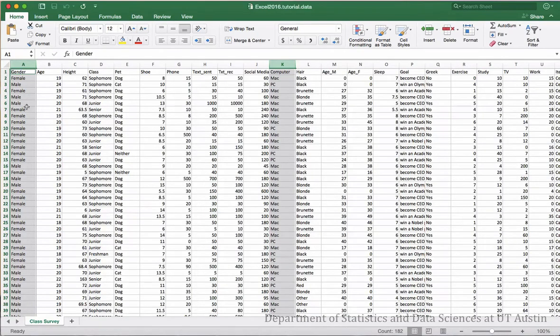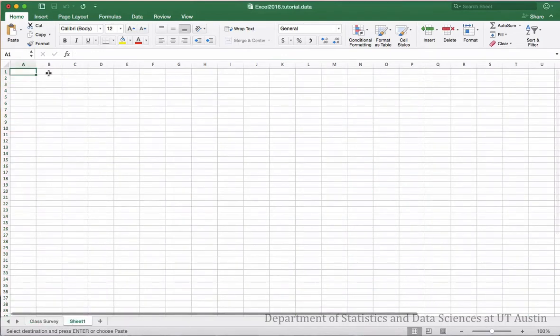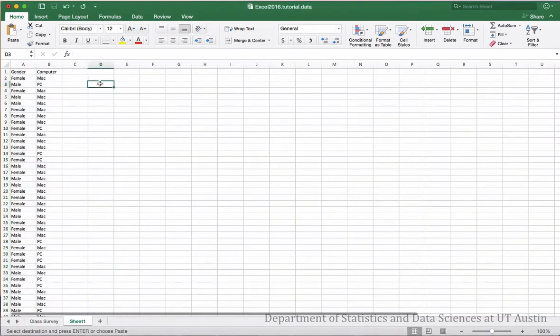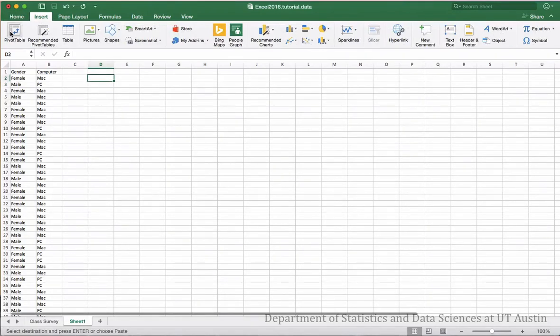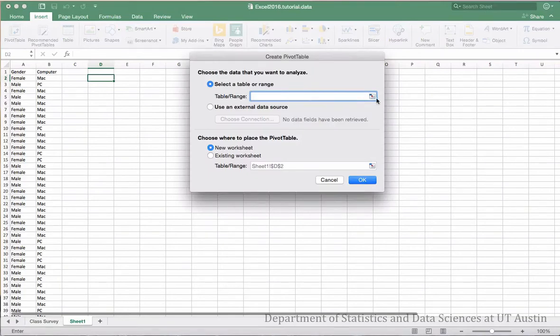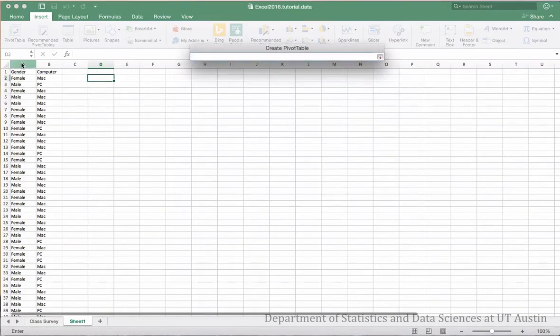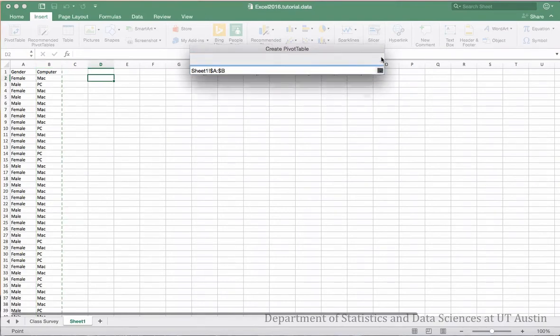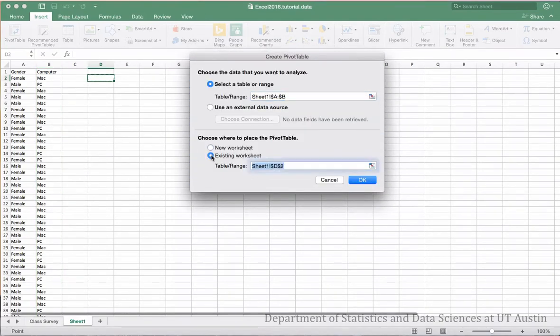So I'm going to copy and paste my variables into a new worksheet. And the next thing that I'm going to do is get the frequency of all possible outcomes. I'm going to construct a contingency table. So I'm going to insert a pivot table. I'm going to select my two variables, columns A and B. And I'm going to tell Excel to put it in the existing worksheet in a cell that is open and has some space around it.